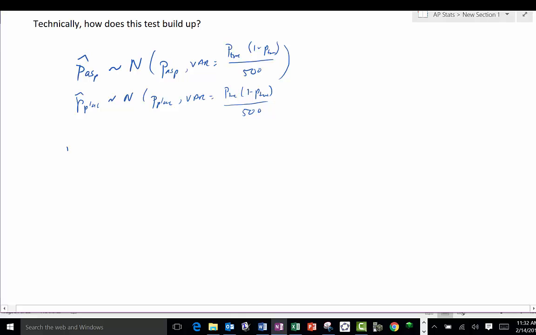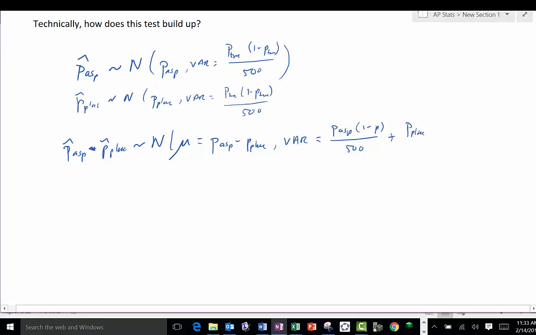So when we look at the observed difference in the proportions, we have a difference between two normal distributions, so it is itself normal. The mean of this normal distribution will be the difference in the true proportions. And the variance will be the sum of the variances. So the aspirin proportion over 500 plus the placebo proportion over 500.